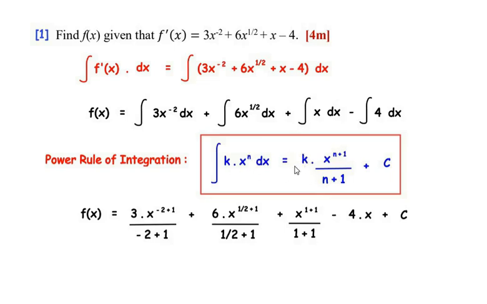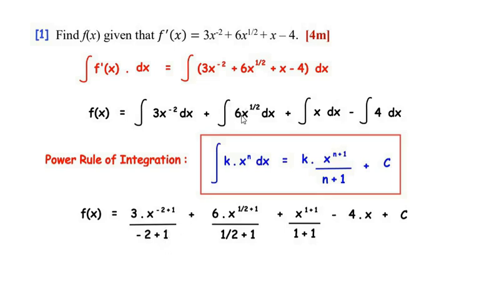Now using this formula we have written f of x is equal to, now integration of 3x to the power of negative 2 becomes, 3 is a constant, so we have kept it as it is, that is 3 times. Now the power of x increases by 1, so we have written x to the power of negative 2 plus 1 over, now the same power repeats in the denominator, giving us negative 2 plus 1.